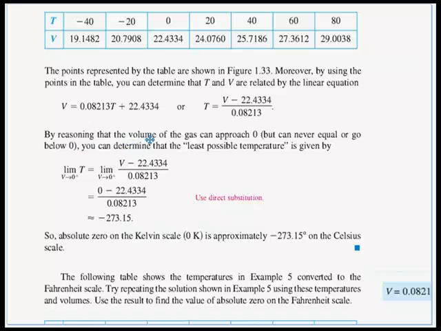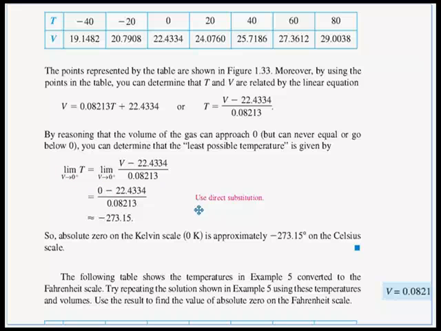So by reasoning that the volume of gas can approach zero but can never equal or go below zero, you can't have a negative volume of gas, you can determine that the least possible temperature is given by the limit of our function as the volume approaches zero from the plus side. We're on the plus side of zero. We're getting it so cold that volume is down to almost nothing. What happens as we approach a volume of nothing?